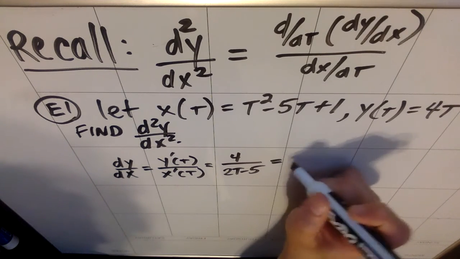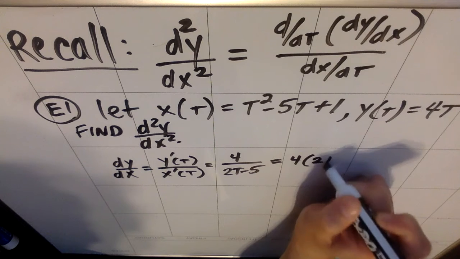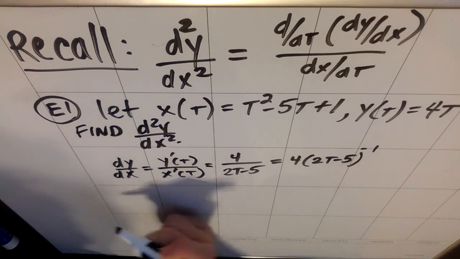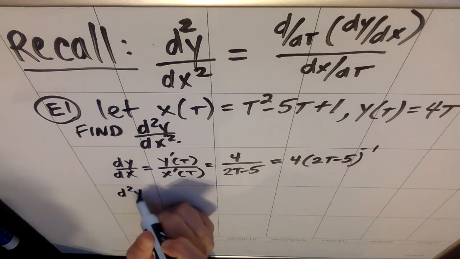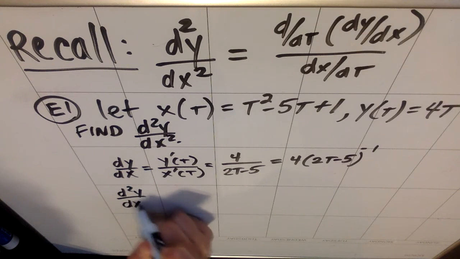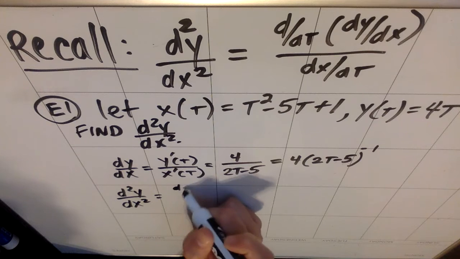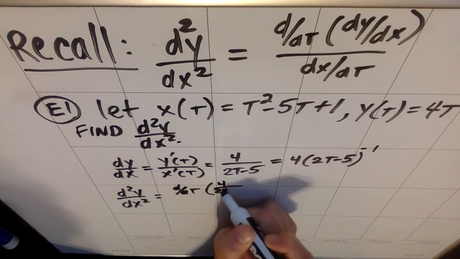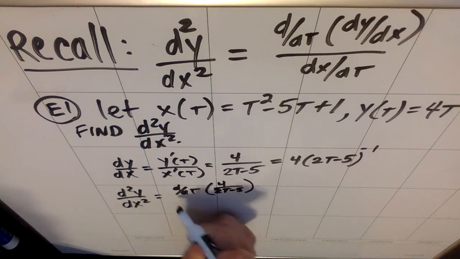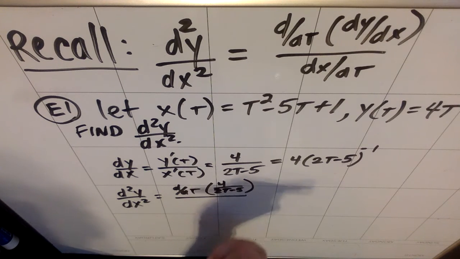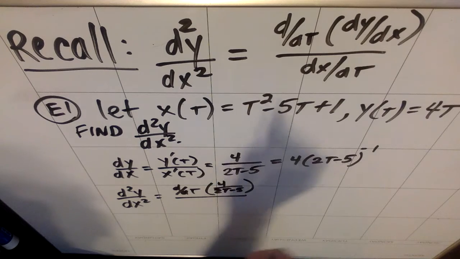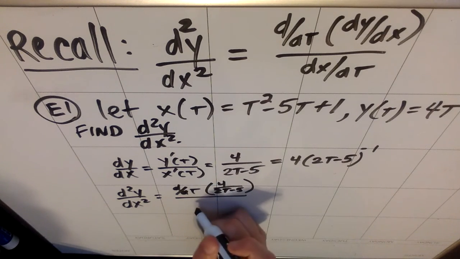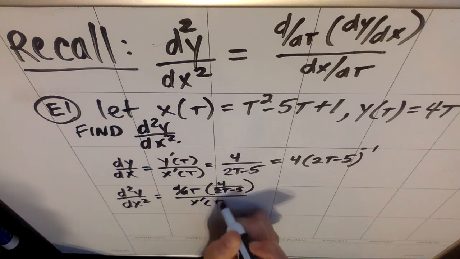Another way to write it, if you feel more comfortable, is 4 times (2t minus 5) to the negative first. That's also fine. But then I'm actually asked to find d squared y dx squared. That means I differentiate with respect to t the answer I've already gotten, 4 divided by 2t minus 5, and then divide by the derivative of x again. We already know x prime of t because we've already done it, so I'm going to have that x prime of t on the bottom.